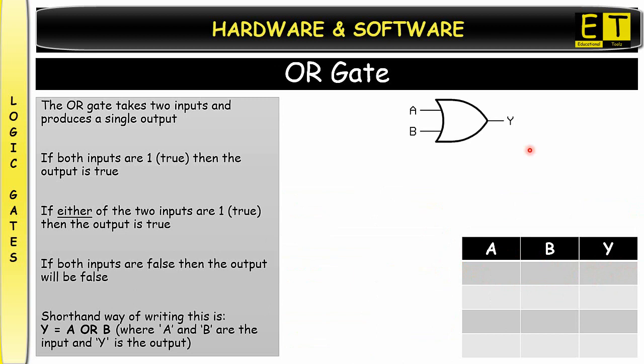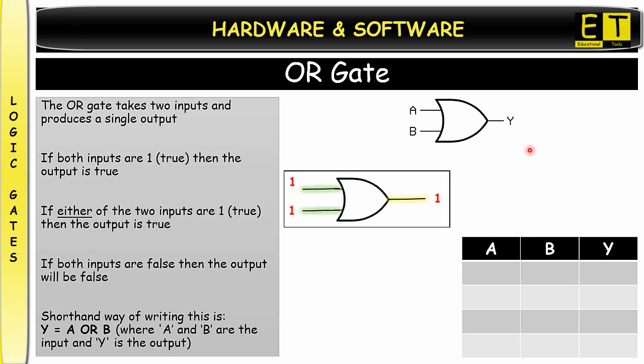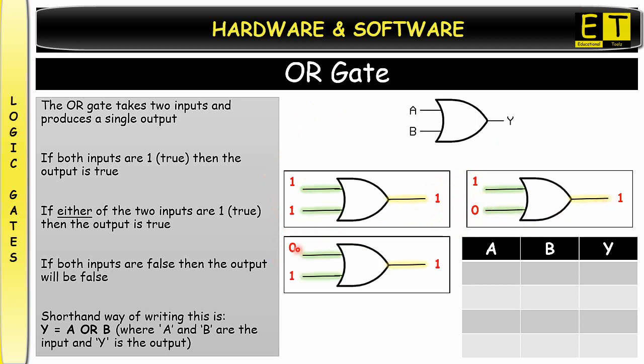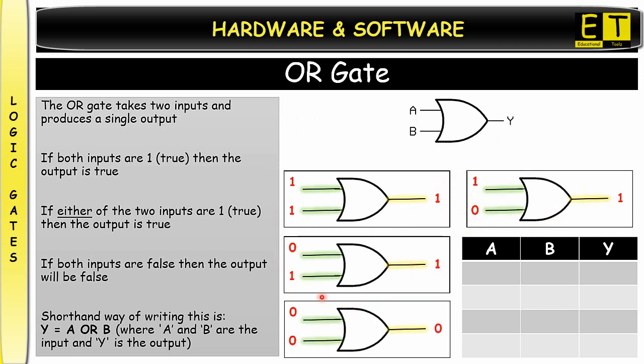The OR gate has 2 inputs like the AND gate and produces a single output, however it works differently. If A and B are 1, the output will be 1 in the OR gate, like the AND gate. If A is 1 and B is 0, the output will be 1. If A is 0 and B is 1, the output will be 1. And if A and B are 0, then the output will be 0.